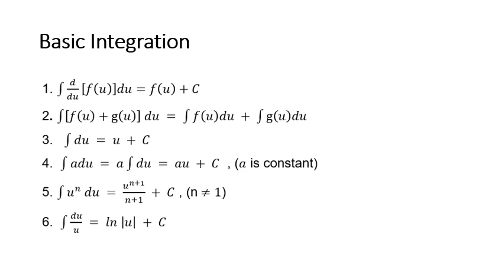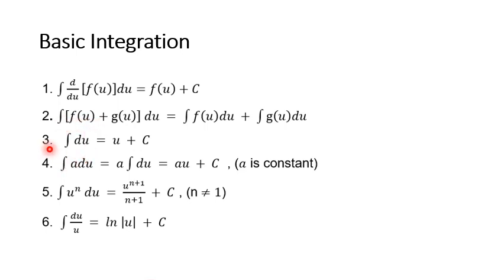So these are the basic integration formula. First one, we have integration of d over du times f of u du, which is just equal to the function f of u plus c. So we have here integration of f of u plus g of u quantity du is equal to the integration of f of u du plus integration of g of u du. You just simply distribute the integration elements to each function.